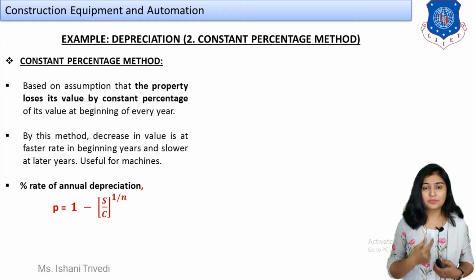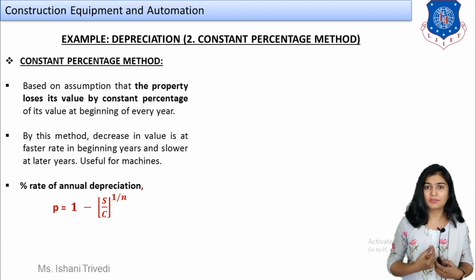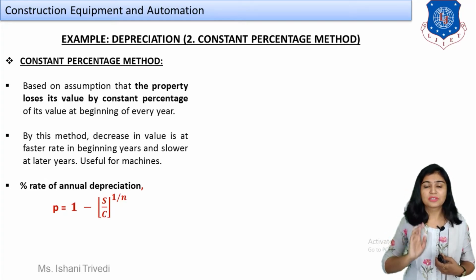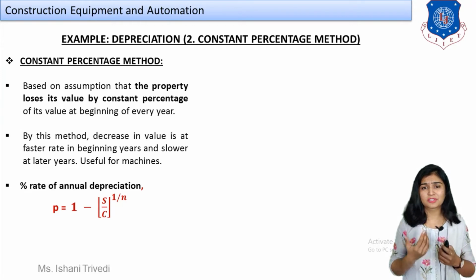So for now, assume that we have a constant percentage. We will be finding a constant percentage value, and that percentage value multiplied with some amount will give you the depreciation for the particular equipment or property you are calculating. So by this method, the decrease in value is at a faster rate in the beginning, right? This method is going to give you results such that at the beginning the depreciation will be larger, and gradually it will decrease towards the end.